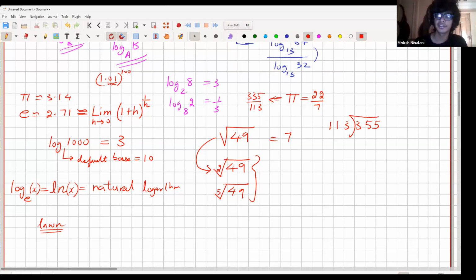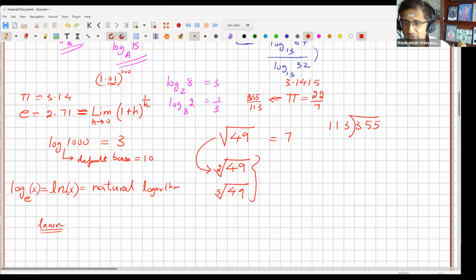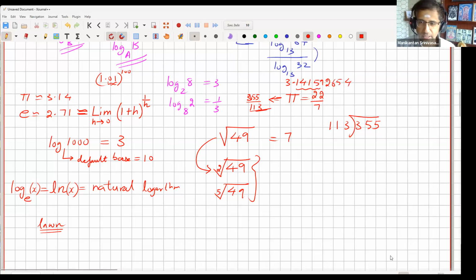I wrote it here correctly, but here I wrote it wrong. So 113355 and then put a division sign halfway. So 355 by 113. Pi is 3.14159265, something like this. I remember a few decimals. I think 355 by 113 covers it all the way till somewhere here, so it's a much better approximation. Just a side note, you don't necessarily need it for your IB stuff, but just saying.